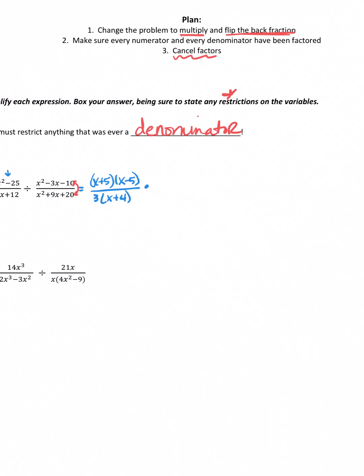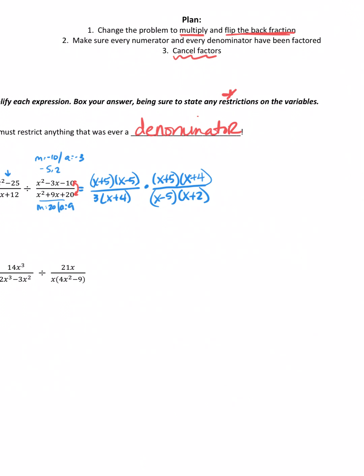So in the top, I'm multiplying to get -10, but adding to get -3. So it's going to be -5 and a 2. So x minus 5, x plus 2. This one, multiplying to get 20, but adding to get 9. So that's a 4 and a 5. x plus 5, x plus 4. All right, so notice how we switched them.